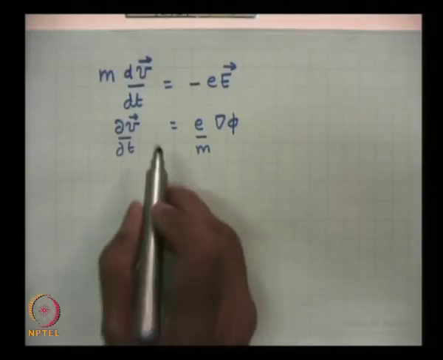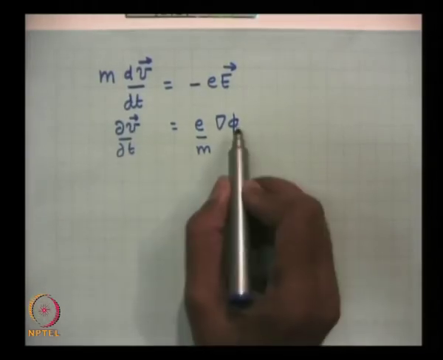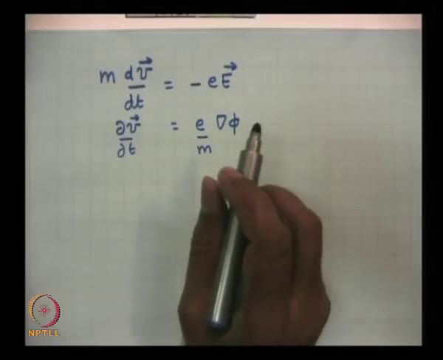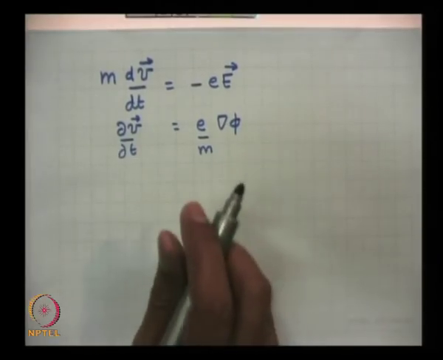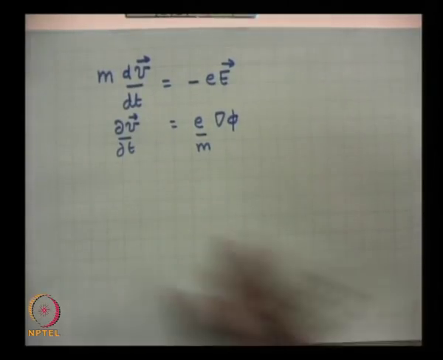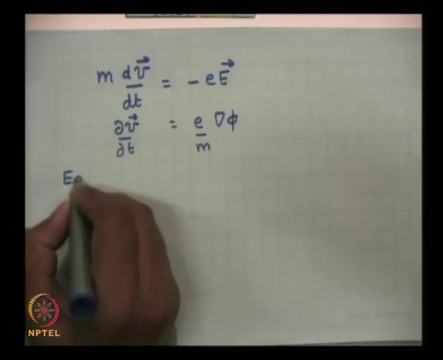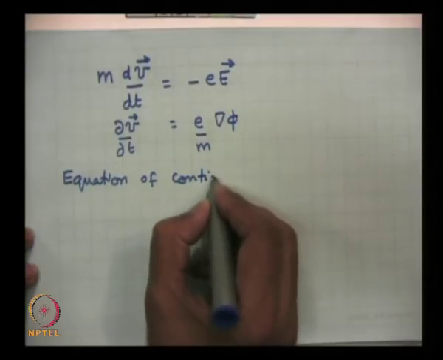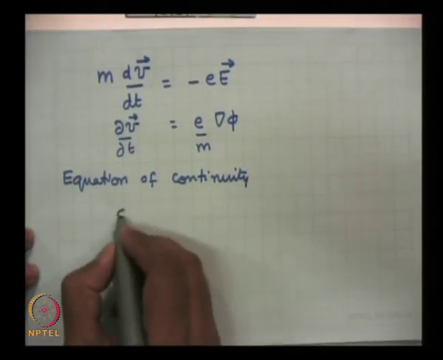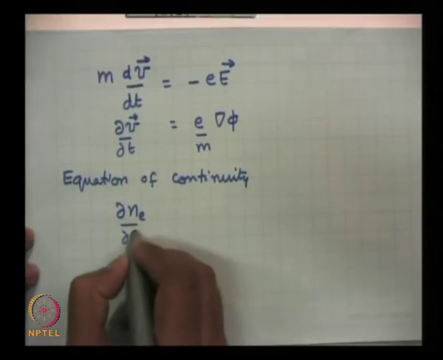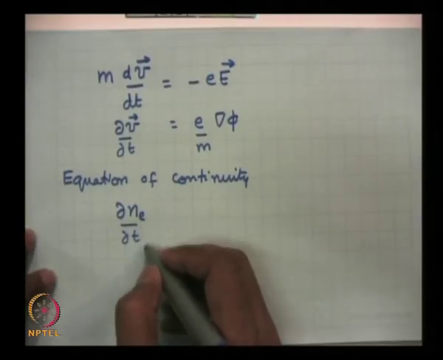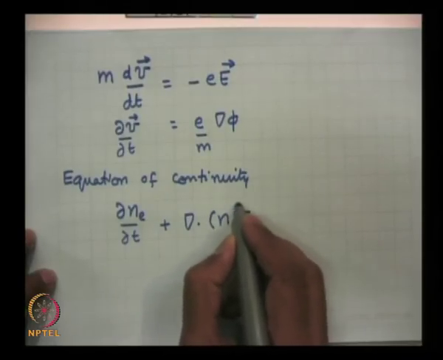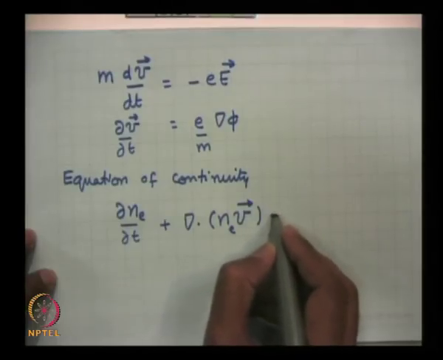So, this is one equation that governs the velocity of the electron fluid in terms of the potential, and the potential is known in terms of the density perturbation. So, I would like to write down an equation which connects the density with the velocity, the drift velocity, and that equation is called the equation of continuity. So, let me write down the equation of continuity, which says that delta n e upon delta t, the rate of change of density with time, plus divergence of n e into v is equal to 0.